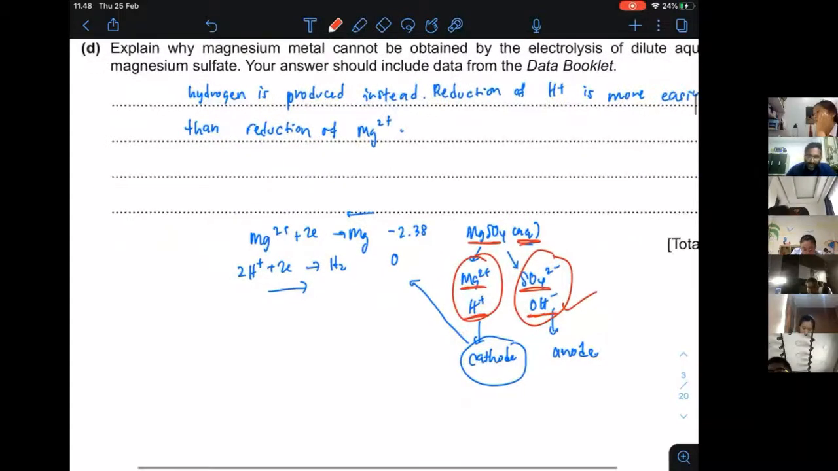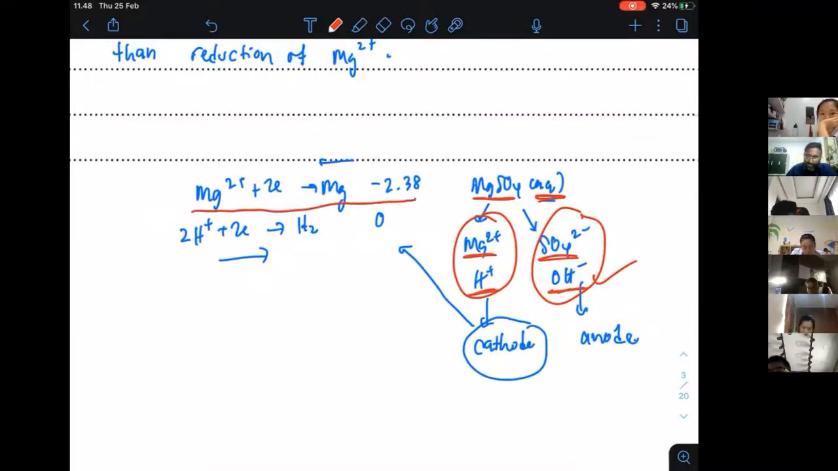So it means you have these 2 equations. The Mg2+ will go there, and also H+ will go there. So I write down the equation. If let's say they got discharged, what is going to be the E value? The E value from the data booklet, negative 2.38, and the E value for this one is 0. Everyone should know about this. When you compare them, you will see which one is more positive. You can see that the H+ is more positive.